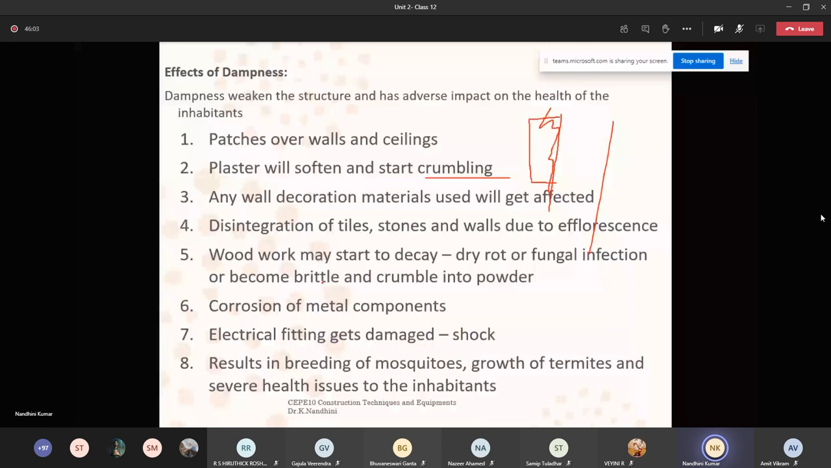Corrosion of metal components, and electrical fittings get damaged. You might see this in olden buildings or old mansions, which have huge structures. If one floor is getting damp, everything is affected, since the wiring is not concealed. It is outer wiring that will get damp, and the possibility of shock is high. It results in breeding of mosquitoes, growth of termites, and several health issues to inhabitants.